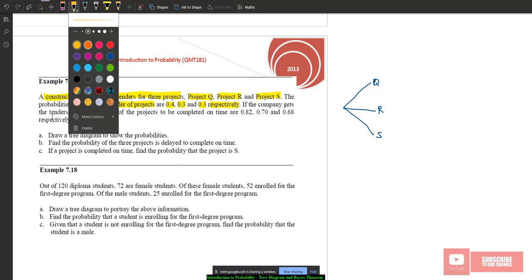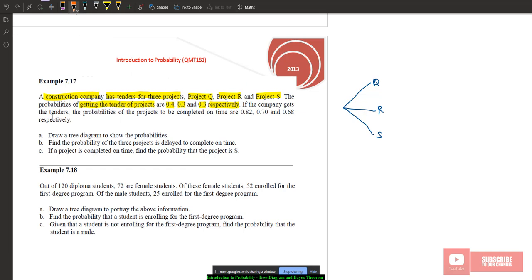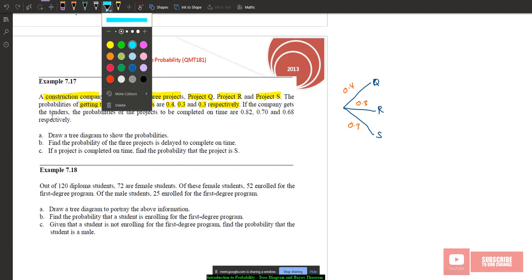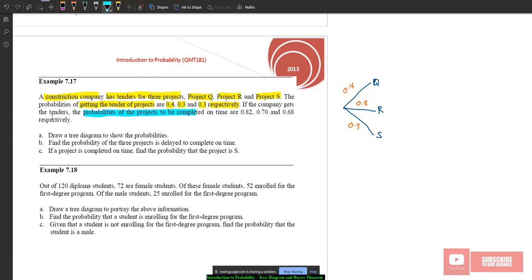So the probability of getting project Q is 0.4, project R 0.3, project S 0.3 respectively. So now if you see, if you total up all the probability values, you should get 1, right? Now let's look at the next statement. The probabilities of projects being completed on time are 0.82, 0.70, 0.68.